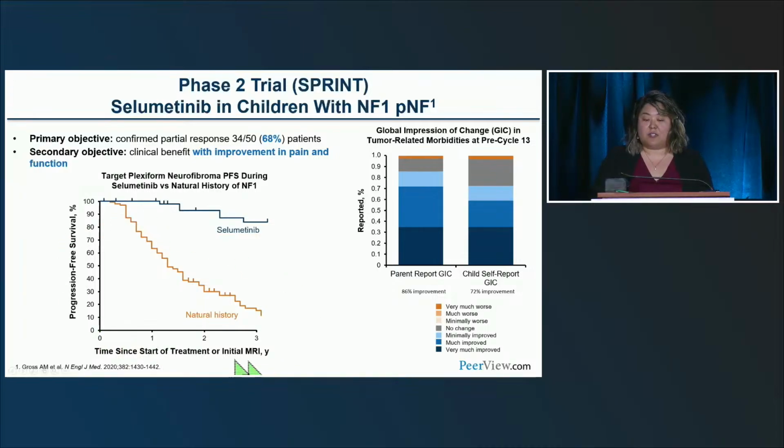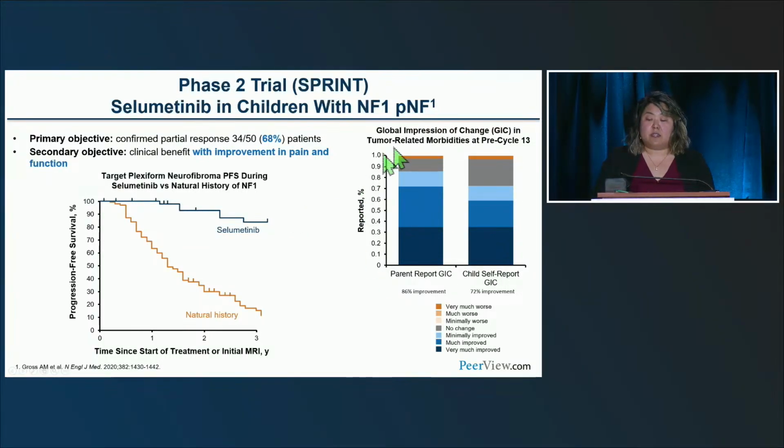So this first graph here is looking at plexiform neurofibromas. The red line here is indicating what the natural history is in terms of progression-free survival for those plexiform neurofibromas that are just observed with MRIs over time. You will see that the natural history falls off very quickly, in that the progression-free survival is essentially close to 0 at a 3-year mark. Versus our patients who had selumetinib for the treatment of their plexiform neurofibromas, their progression-free survival was fantastic over several years.